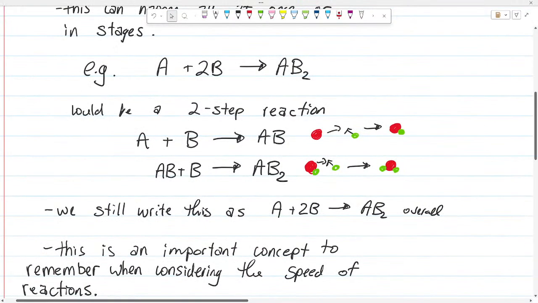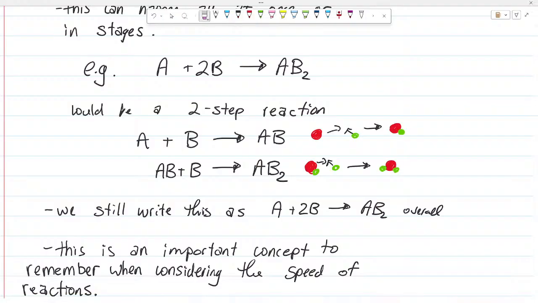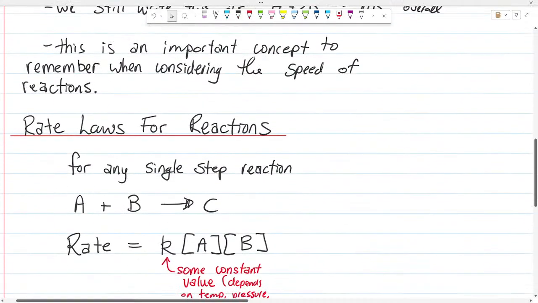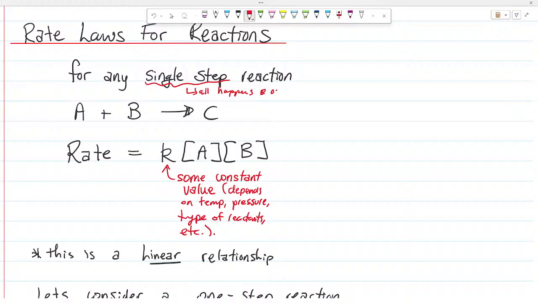This was a two-step reaction. For A plus 2B to give us AB2, we said in this case, it doesn't actually happen all at once. A has to bump into B first. That happens. Then AB bumps into B, and now we get the AB2. It happens in two steps. Here, we're saying what happens for one-step equations, single steps. All happens at once.